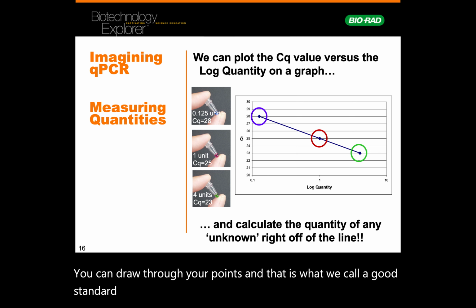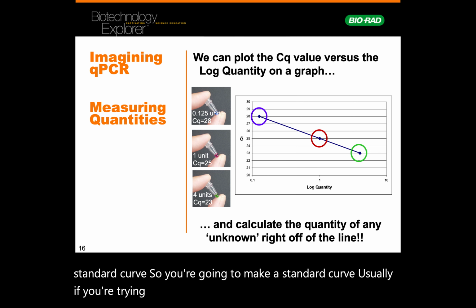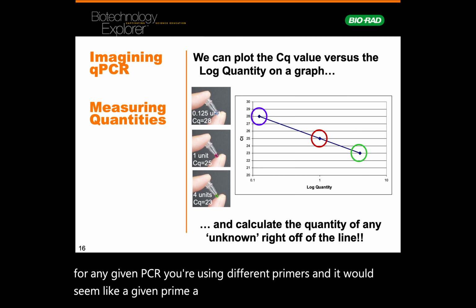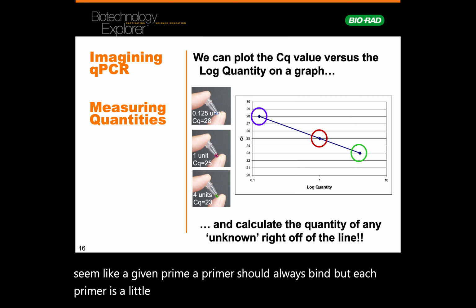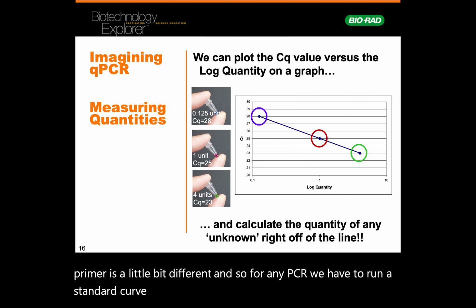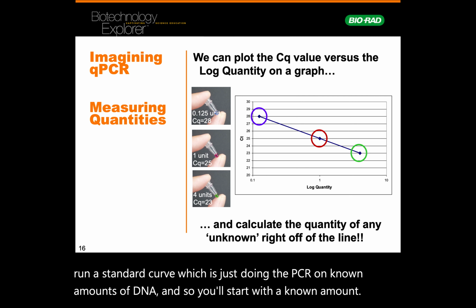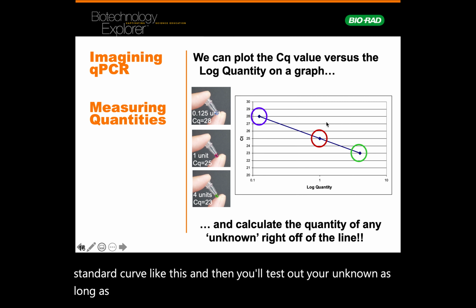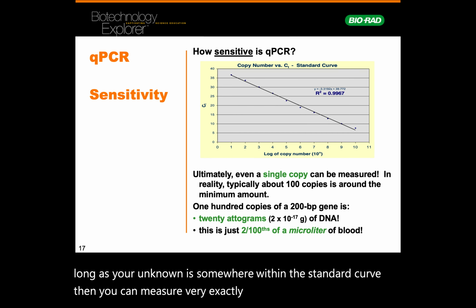So you're going to make a standard curve usually if you're trying to calculate how much of a thing you have, because for any given PCR, you're using different primers. And it would seem like a given primer should always bind, but each primer is a little bit different. And so for any PCR, we have to run a standard curve, which is just doing the PCR on known amounts of DNA. You'll start with different known amounts, make a nice standard curve like this, and then you'll test out your unknown. And as long as your unknown is somewhere within the standard curve, then you can measure very exactly how much DNA you started with.